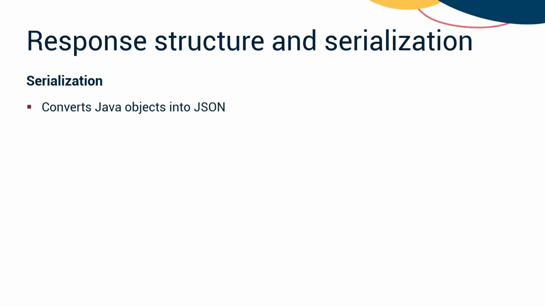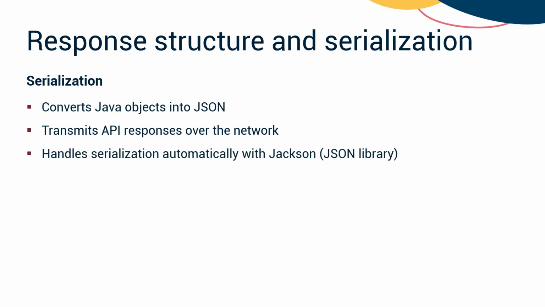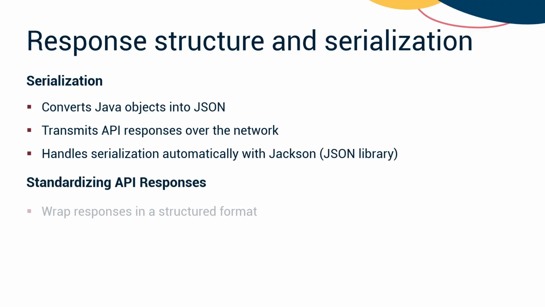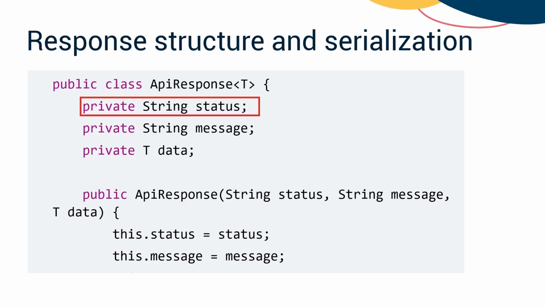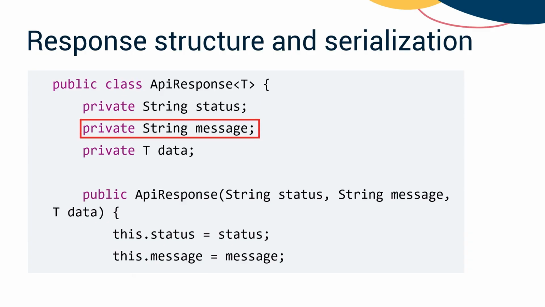Serialization converts Java objects into JSON, allowing them to be transmitted as API responses over the network. Spring Boot automatically handles this process using the Jackson JSON library. Instead of returning raw objects, wrapping responses in a structured format improves consistency. The API response class includes 3 key fields. The status field indicates whether the request was successful. The message field provides a short description of the outcome. The data field contains the actual response payload.